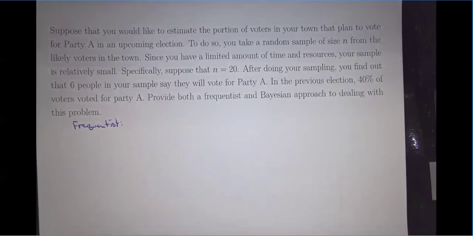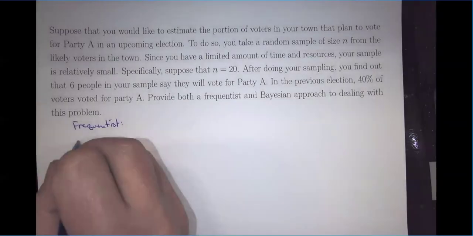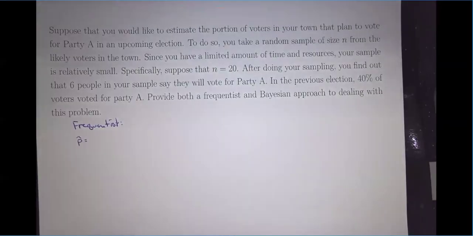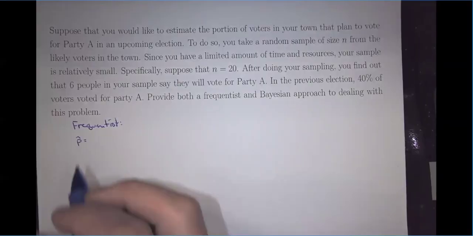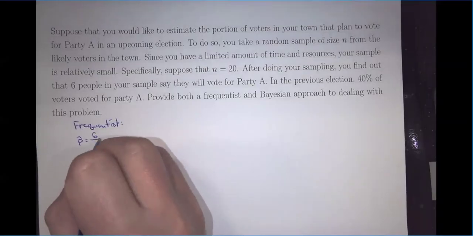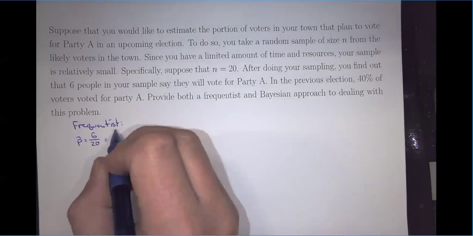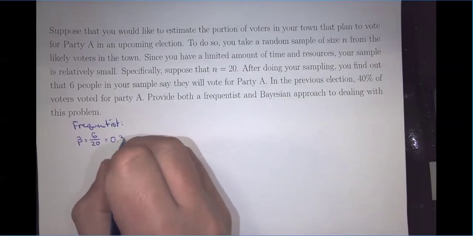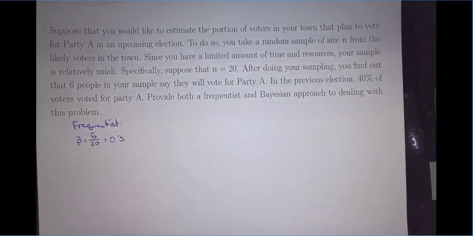we need to start with a point estimate. So our point estimate, p hat, is equal to the number of people who voted for Party A divided by the total number of people in the sample. So that's 6 divided by 20. So my p hat is indeed 0.3. So the frequentist approach would tell us that what we saw in our sample is in fact the true mean.